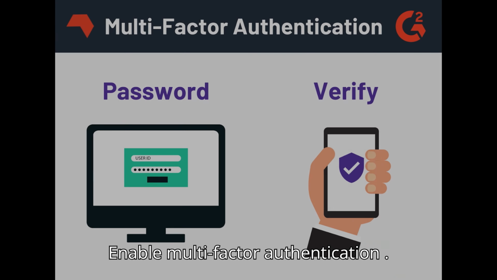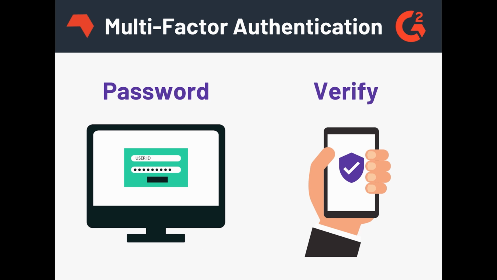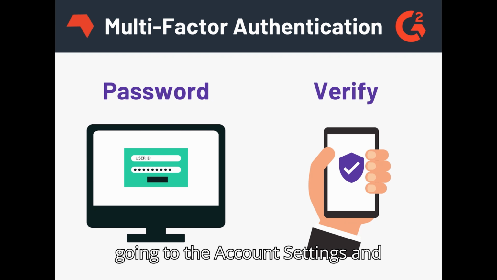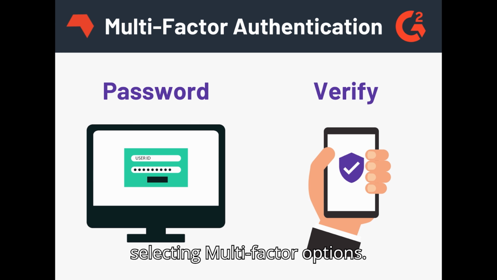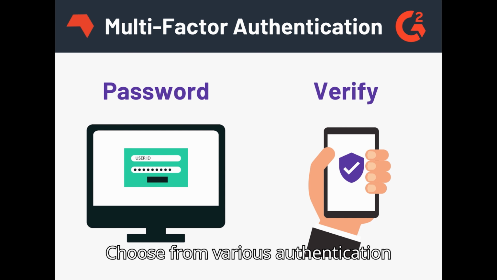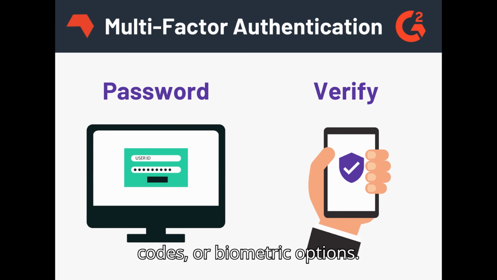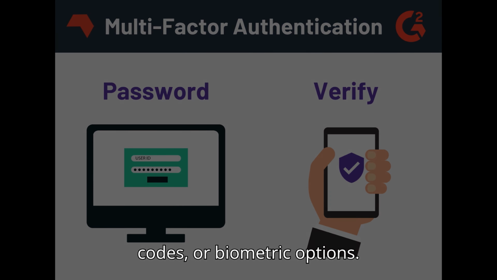Enable multi-factor authentication, MFA. For extra security, enable MFA by going to the Account Settings and selecting Multi-Factor options. Choose from various authentication methods like Google Authenticator, SMS codes, or biometric options.